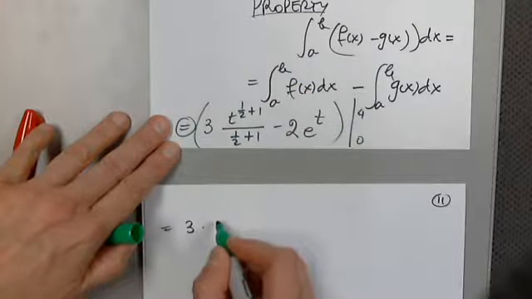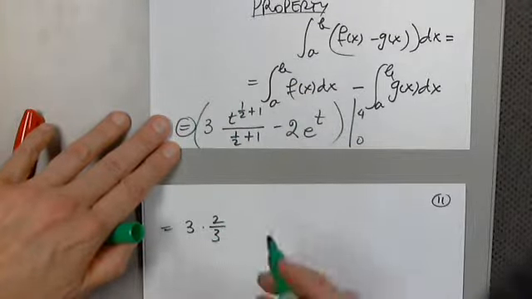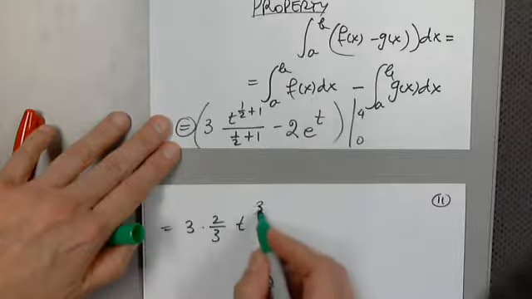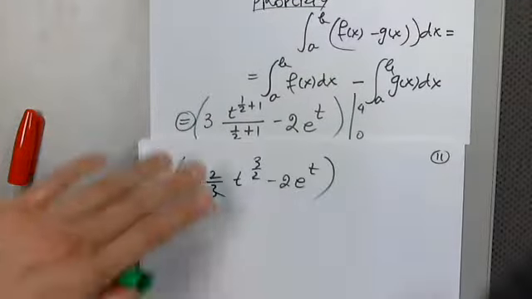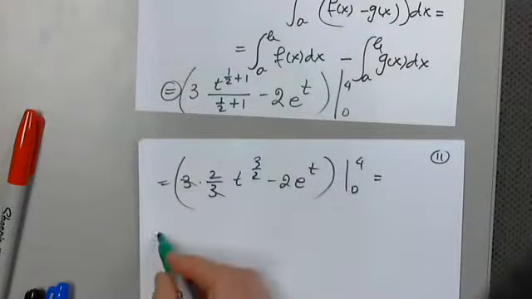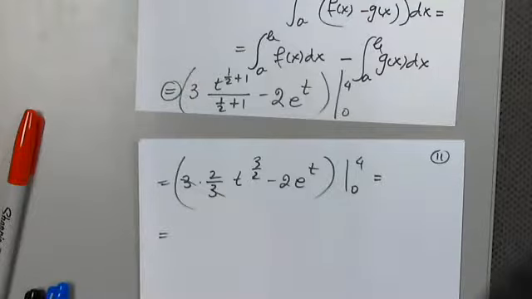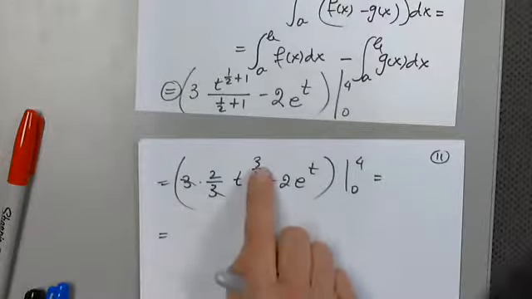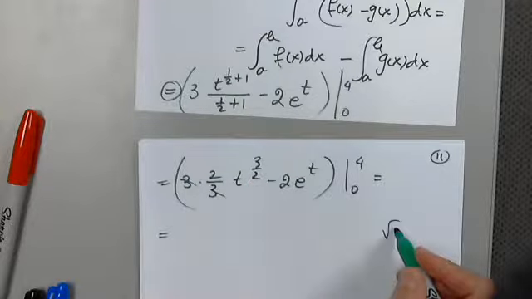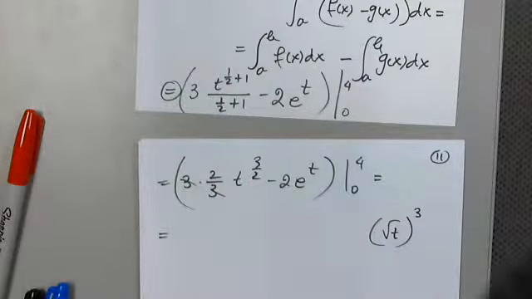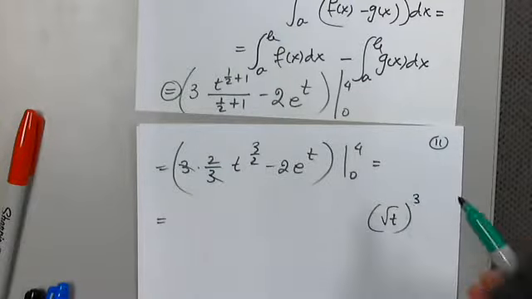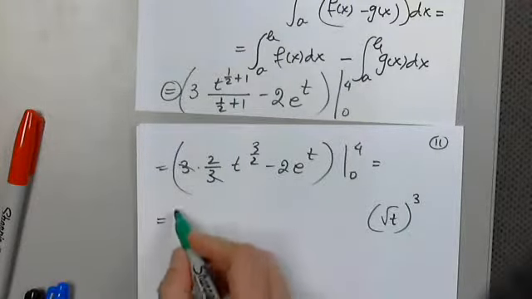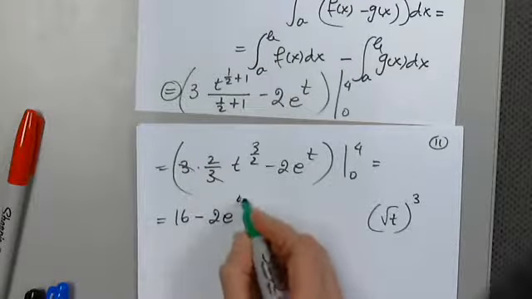So it's 3 times 2 over 3 times t to 3 halves minus 2e to t, and these two will go away, from 0 to 4. I plug in 4. So t raised to 3 halves is like the square root of t raised to the 3rd power. So I plug in 4. The square root of 4 will be 2 cubed times 2 in front. Very good. Minus 2e to the 4th.